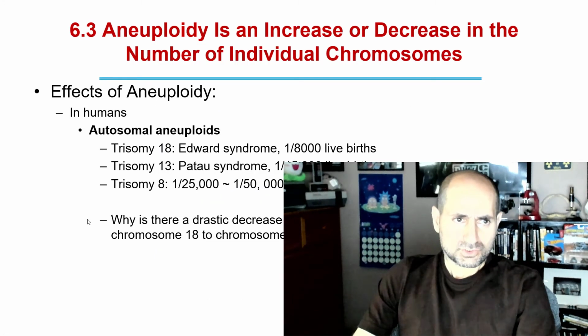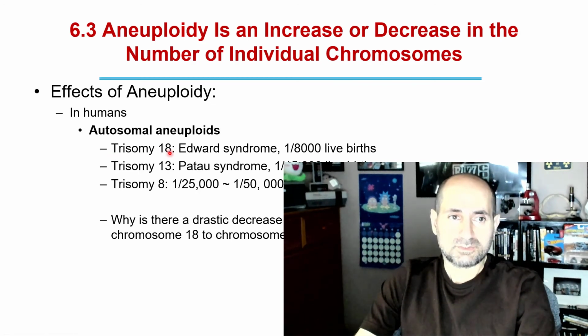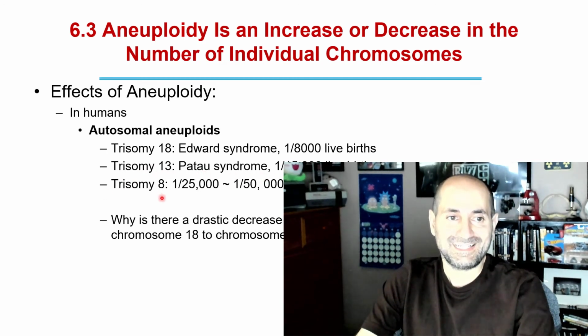But there's other versions of aneuploidy in humans as well. Trisomy 18, which affects 1 in 8,000 live births. This is also known as Edwards syndrome. Trisomy 13, Patau syndrome, 1 in 15,000 live births. And trisomy 8, 1 in 25,000 to 1 in 50,000 live births as well.